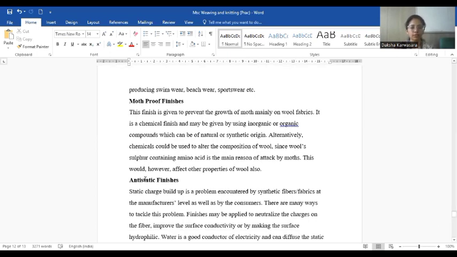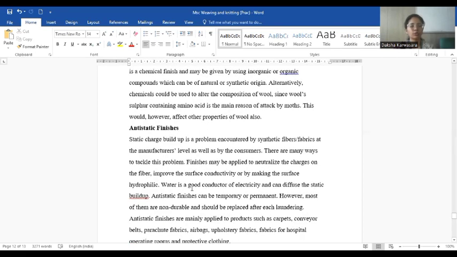Next one is the anti-static finishes. There are some fabrics which produce static charge buildup, and it is a problem mostly in synthetic fibers. So to get rid of this kind of problem, anti-static finishes are applied on that fabric to get rid of the static charge originated by the particular fabric.